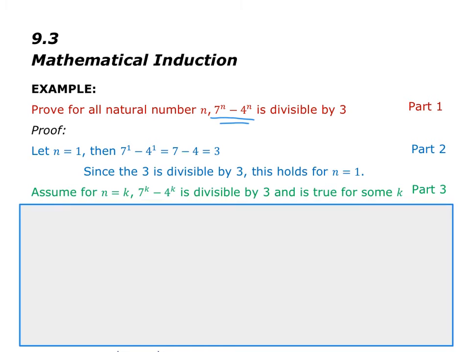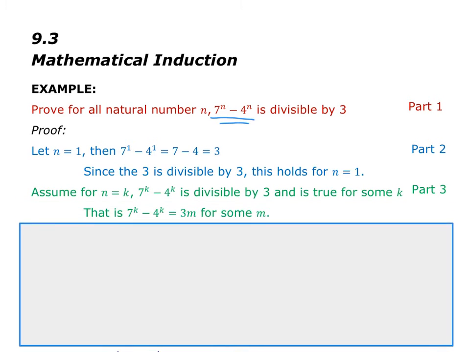Step 3 here is we assume that for n equals k, 7 to the k minus 4 to the k is divisible by 3, and this is going to be true for some value of k. Since we assume it's divisible by 3, we're going to let 7 to the k minus 4 to the k equal 3 times some m, where m is just a natural number, okay?